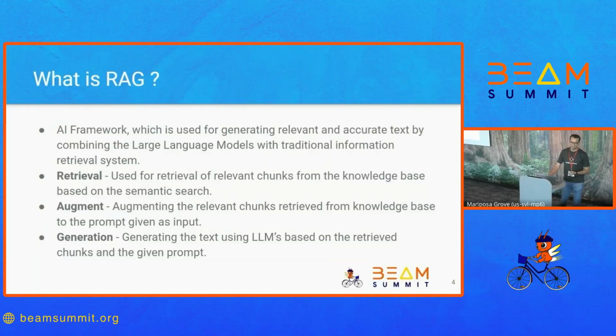The second is augment. Augment is basically augmenting the user prompt with the relevant information that we have fetched from the knowledge base to enhance the context. And then comes the generation, where we provide this enhanced context to the LLM so that the LLM can generate a more accurate and usable response.